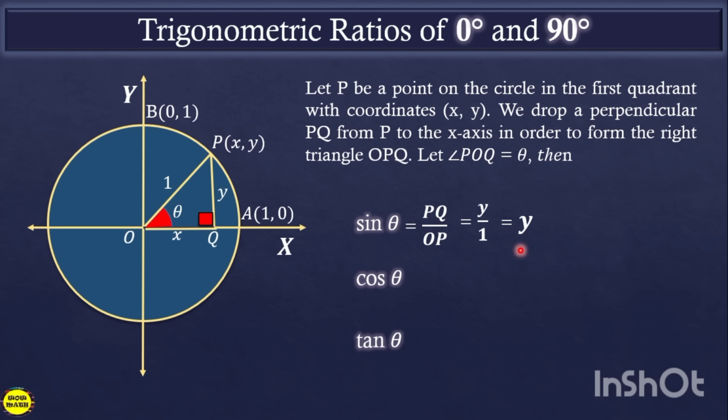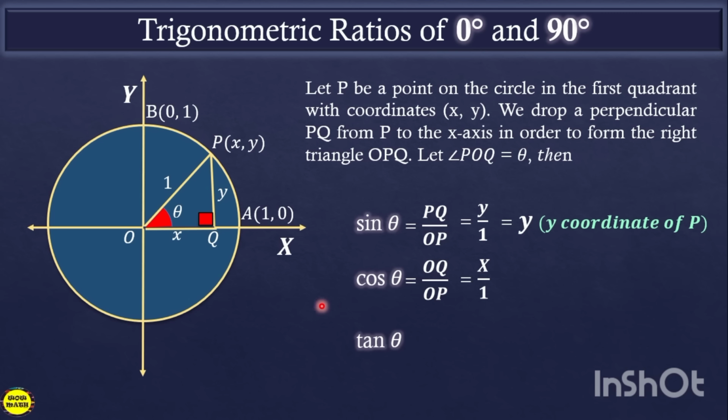And your y is your y-coordinate of P. So, para makuha mo daw po yung sine mo, ibig sabihin, y-coordinate po siya. Okay? Ulitin ko po, para makuha po yung sine, y-coordinate po siya. Para makuha naman yung cosine, yan po ay x over 1.